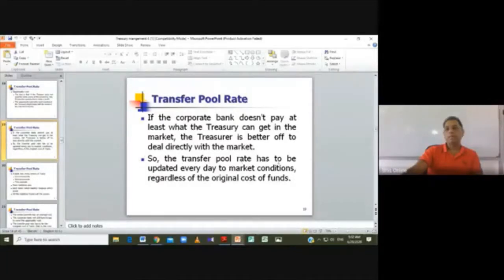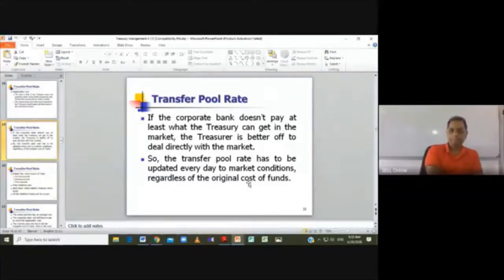Transfer pool rate has to be updated every day to market condition. Is that clear? What it's trying to say is, you may have raised deposits at 8% yesterday, 9% the day before. Every day this has to be changed so that it reflects the market, so that the treasury and the bank remain relevant to the market rate in terms of borrowing and lending. So each day, the treasury could be recording a profit or a loss based on where its portfolio is.